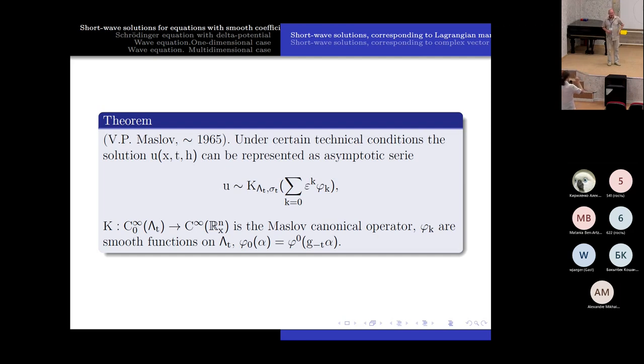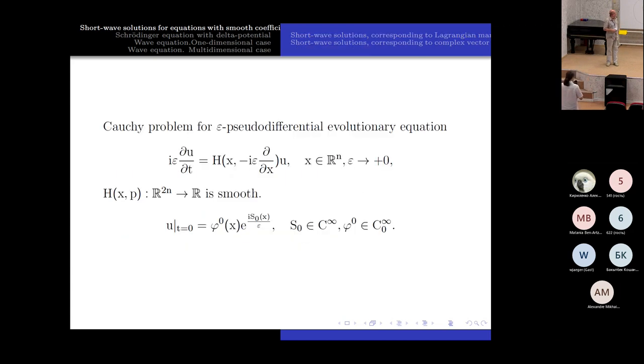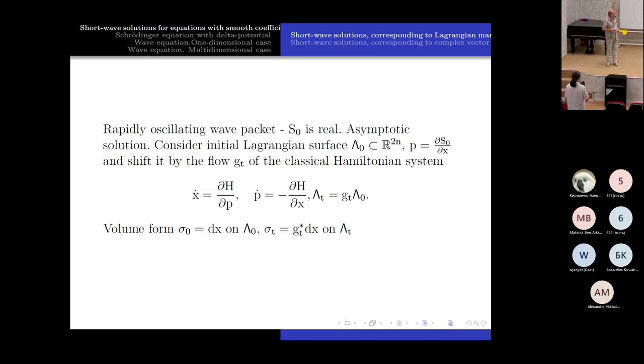I mean your limit epsilon tends to zero. What happens to the initial condition, and to the uncertainties of position and momentum of this initial condition? The position is defined by this function phi naught, and the momentum is defined by the function S naught. Together, the position and momentum define this Lagrangian surface lambda naught. So lambda naught is just the wave front of this initial condition, the classical limit of the initial condition.